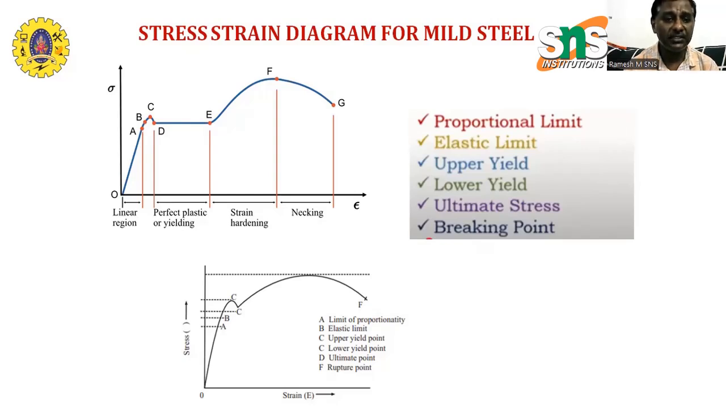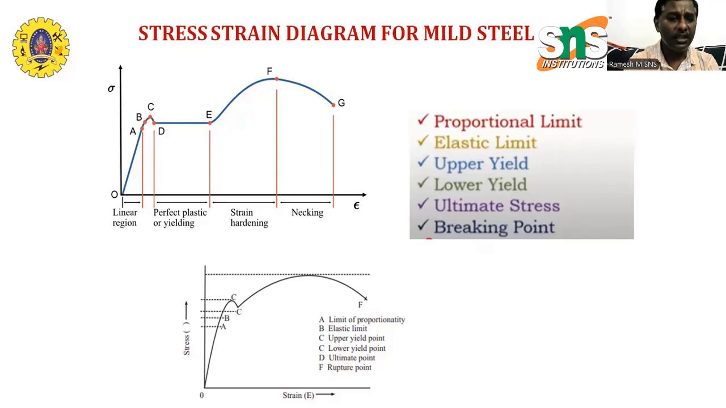This is because the material becomes stronger due to internal structural changes. So this region is called strain hardening. Due to strain hardening, the material becomes stronger because of the internal structural changes.